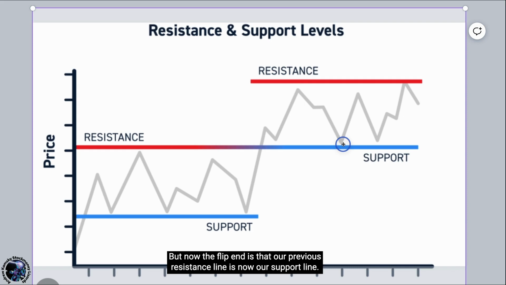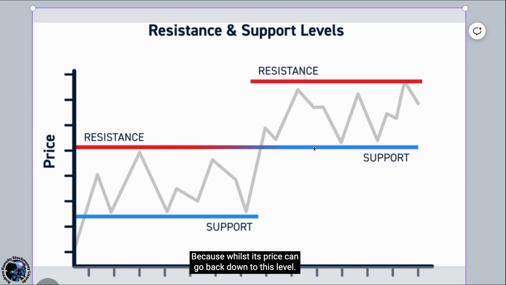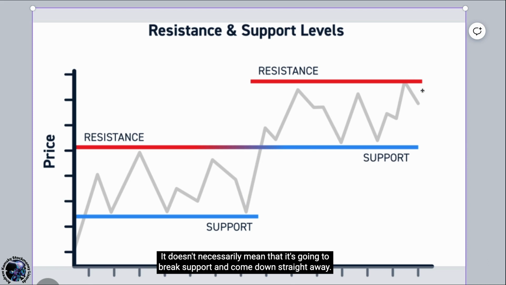But now the flip is that our previous resistance line is now our support line. And this is an important distinction to make. Why? Because whilst price can go back down to this level, and that involves closing gaps, at least in my trading strategy, I see a gap over here between these 2 points. It doesn't necessarily mean that it's going to break support and come down straight away.